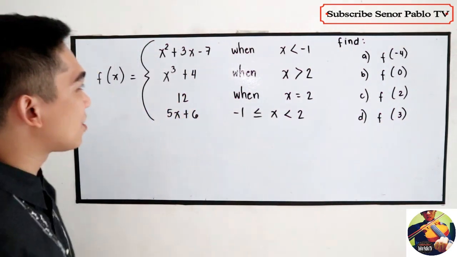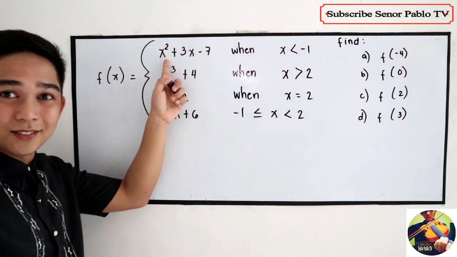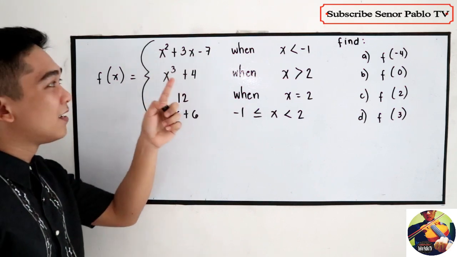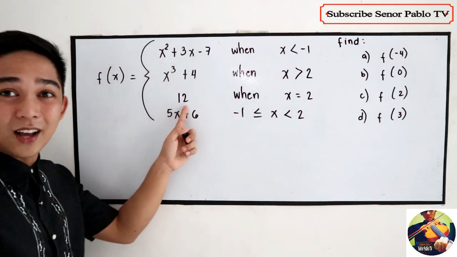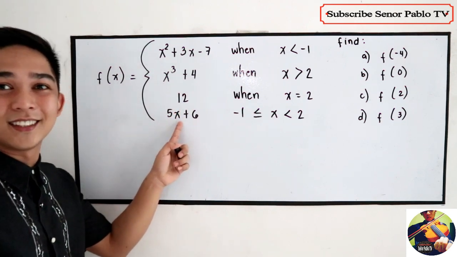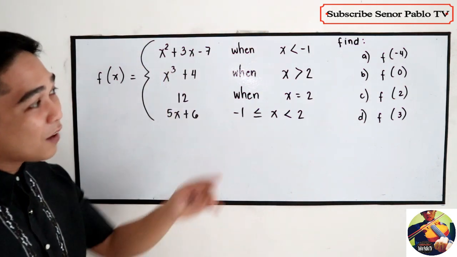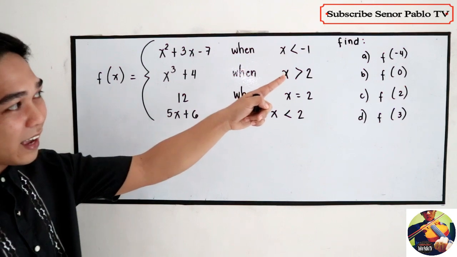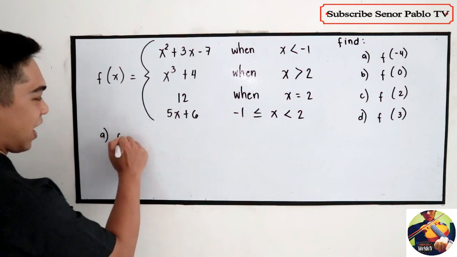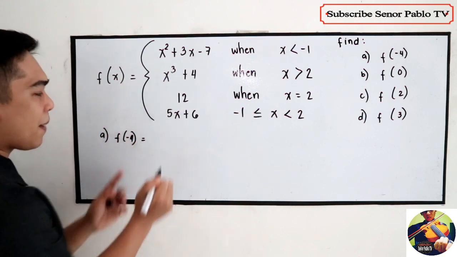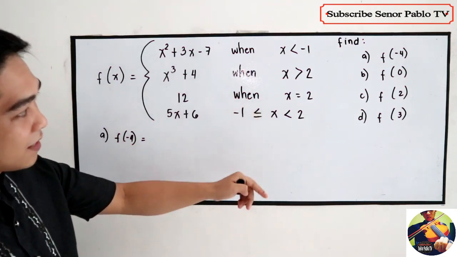So, pansinin natin yung functions natin. So, meron tayo ditong quadratic function. Meron tayo ditong cubic function. We have a constant function and a linear function. Yan. So, iba-iba yung function natin. Now, evaluate natin f of negative 4. So, we need to evaluate f of negative 4. Saan papasok sa condition natin si negative 4? So, hanapin natin dyan.